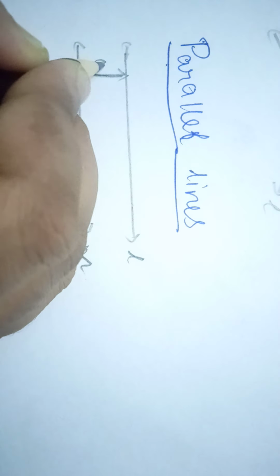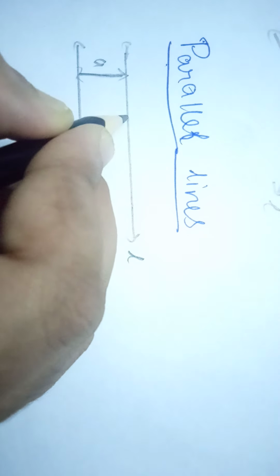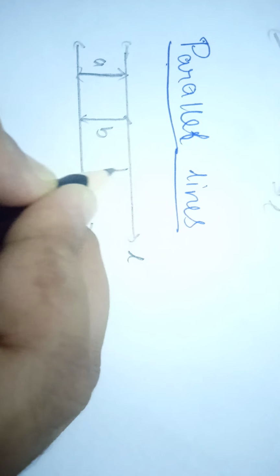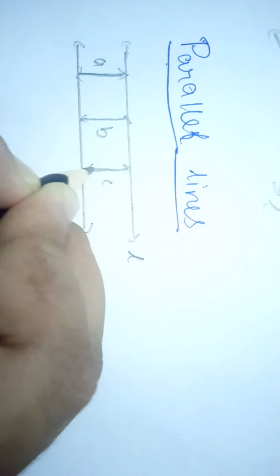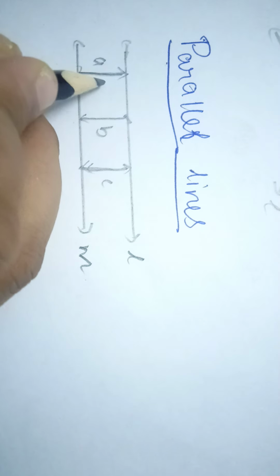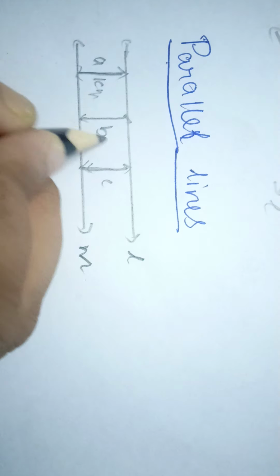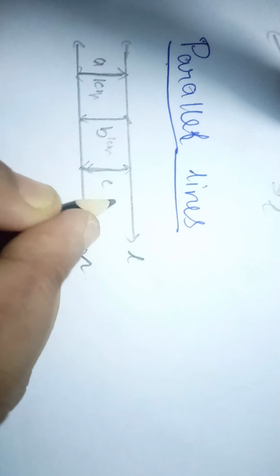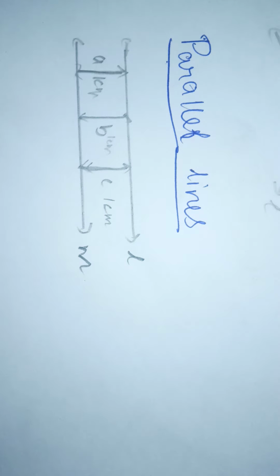If you take the distance between them, I have given this line the name A, this line the name B and this line the name C. If I take the measurement at the line A, and the distance is about 1 centimeter, then at the line B also it will be 1 centimeter. At the line C also it will be 1 centimeter only. They will never join at any place.